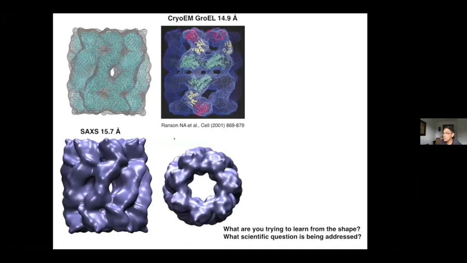Okay, so when you think about doing ab initio modeling, this is GroEL, the cryo-EM structure from 2001, and this is the resolution of that structure, right? And this is today, using a SAXS calculator that I wrote. But you have to look at it and think about what you are really trying to learn here. What scientific question is being addressed by recovering a shape like that? I don't see how you can drive a testable hypothesis just by looking at some blob with some nice features in it.